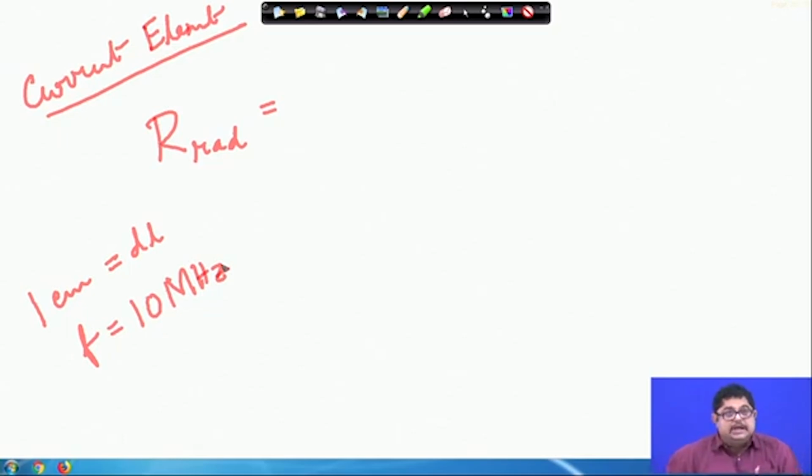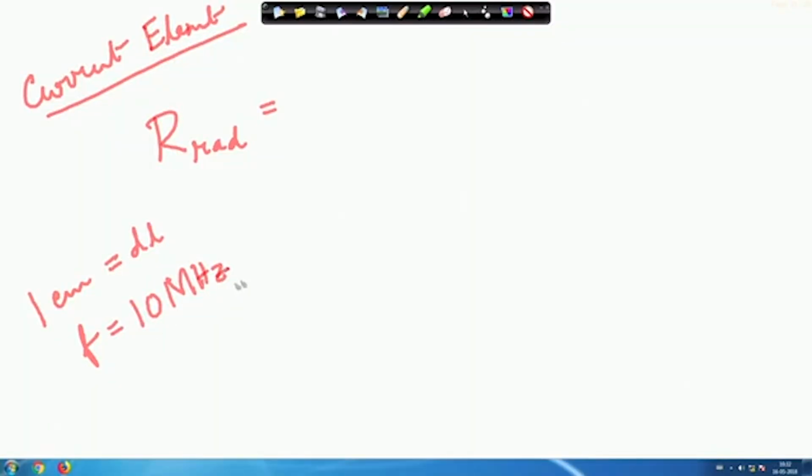So, at 10 megahertz, if I give 1 watt of power, actually in cellular base stations etc., they don't even give 1 watt, they give 200, 300 milliwatt power. But I am considering, suppose I use a current element in a cellular base station and I want to give 1 watt of power at 10 megahertz. Let us calculate for 10 megahertz.